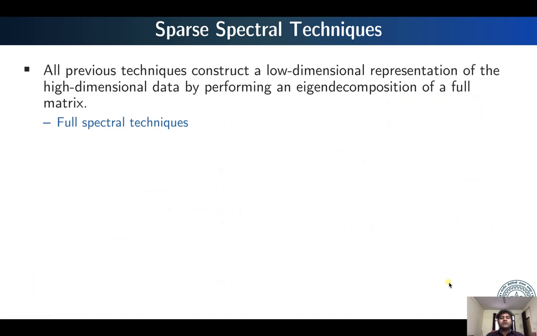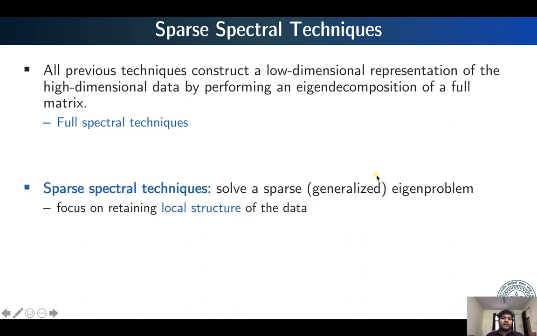So these were all the techniques that construct a low dimensional representation by performing an eigen decomposition of the full matrix. These are all known as full spectral techniques. Now there are other kinds of techniques which are known as sparse spectral techniques. Instead of performing an eigen decomposition of the full matrix, referring to the complete data matrix in the high dimensional space, these sparse spectral techniques solve a more sparse eigenproblem, which is a generalized version. Essentially they focus on the local structure of the data and try to retain it in the lower dimensional space.